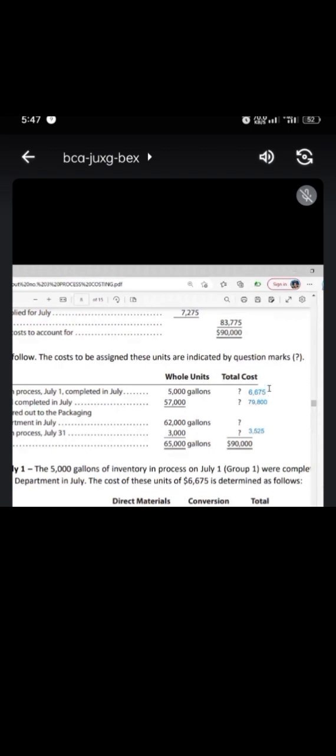6,675 comes from Group 1, 79,800 kang Group 2, 3,525 kang Group 3. Ma'am, unsa nag-transferred out? Si transferred out, guys, is the 62,000 gallons nga nahuman. So, si 62,000 gallons nga nahuman, ang cost ni Group 1 is 6,675. Ang cost ni Group 2 is 79,800. Pila man ang transferred out nga cost? Pila ang cost sa nahuman?